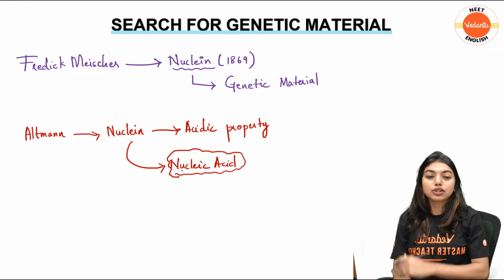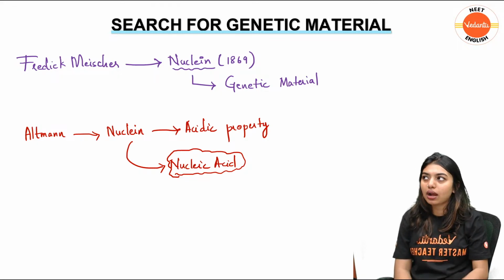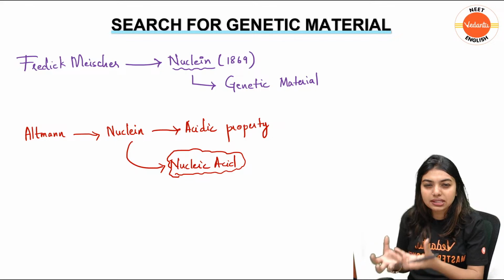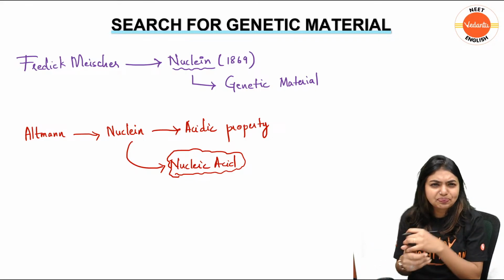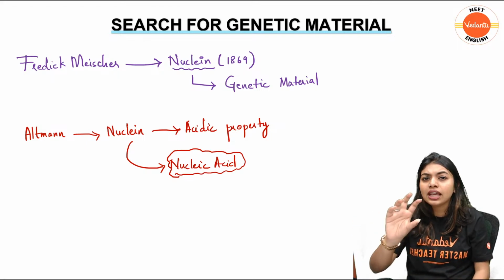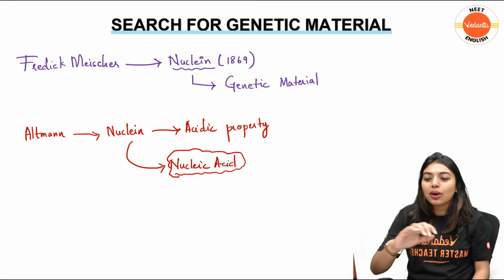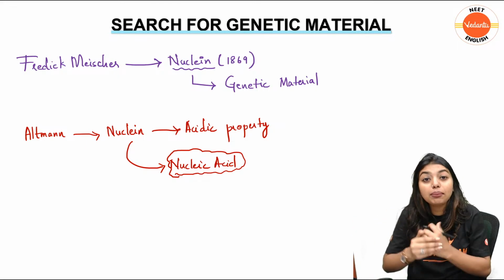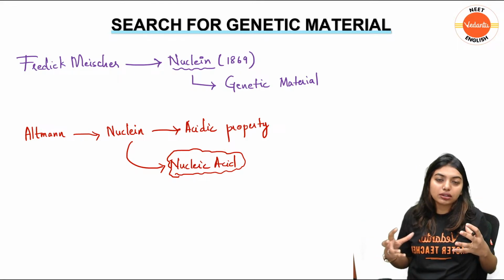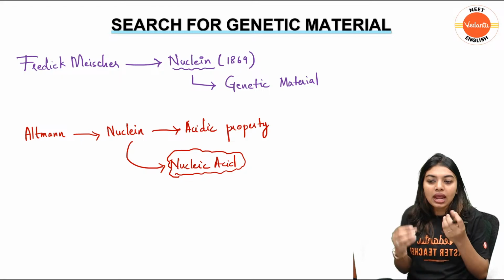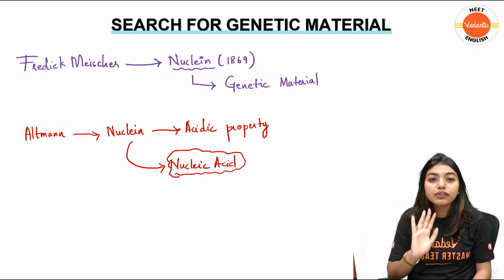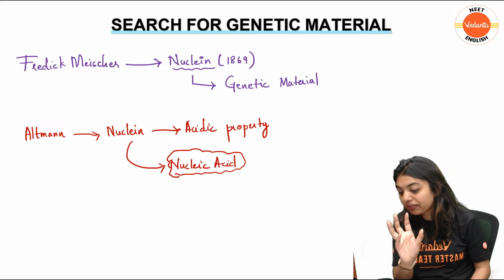Okay, students, Friedrich Mischer found nuclein as a fluke. Means he was trying to do something with pus cells, WBC, phagocytosis, all this he was trying to work out, and suddenly he found something else, that is nuclein. So it was like a fluke that he found nuclein, but it definitely changed the entire concept of biology. And then Altman was like, this nuclein has some acidic property, so why don't we call it nucleic acid? This was the first discovery.